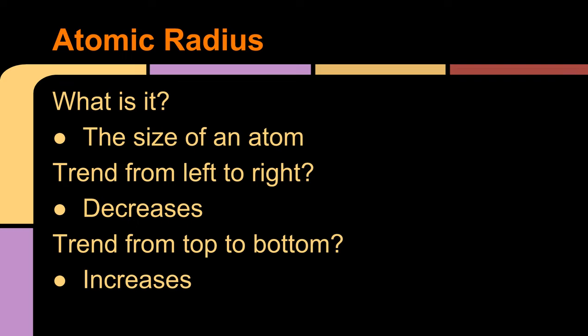So the size of the atom decreases as you move from the left to the right. Then when you move from the top of the periodic table to the bottom of the periodic table, the size of the atom is going to increase. And when we're talking about the size of the atom, we're including the nucleus and the electrons, so the whole atom.